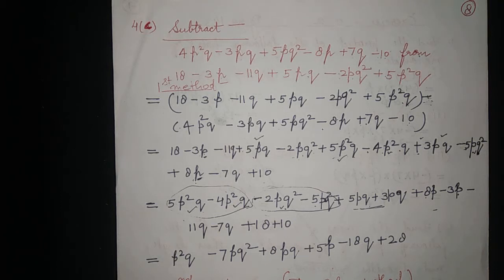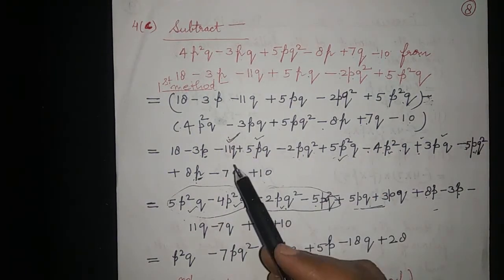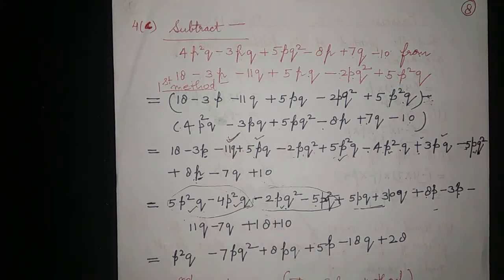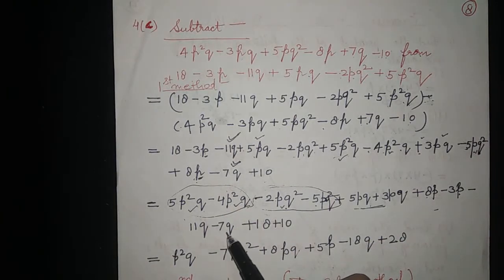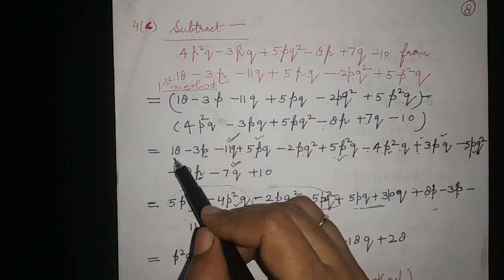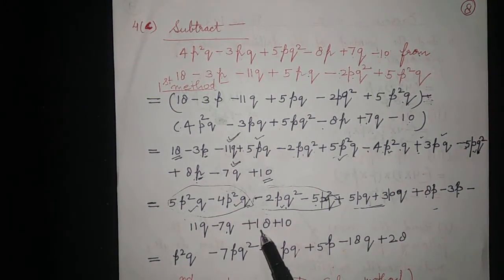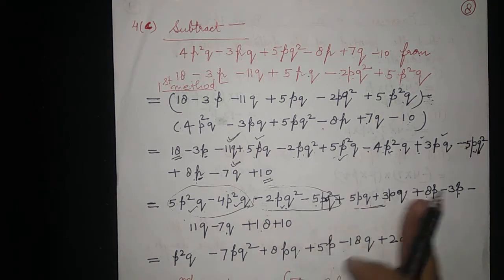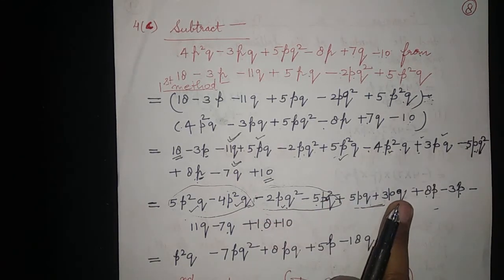11q. Minus 11q means this one, minus 11q, and one more such type of term you are getting here, minus 7q. Minus 7q. After this, what you have not written? This 18 and this 10 you have not written. So this 18 and 10 you will write. Okay. Now we will count and we will check whether we have written all the terms or not.